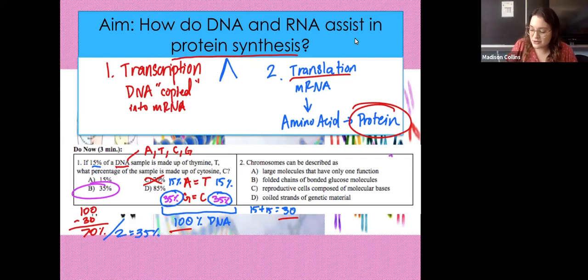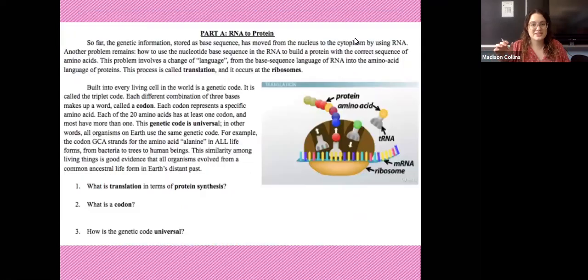So we typically see chromosomes drawn as these tightly coiled structures. We usually see them represented as an X shape, okay? And the reason they're tightly coiled is because that DNA is bound up really, really tightly inside of them. So the answer here is going to be D. Coiled strands of genetic material, or DNA, is what make up those chromosomes. All right, let's get to it.